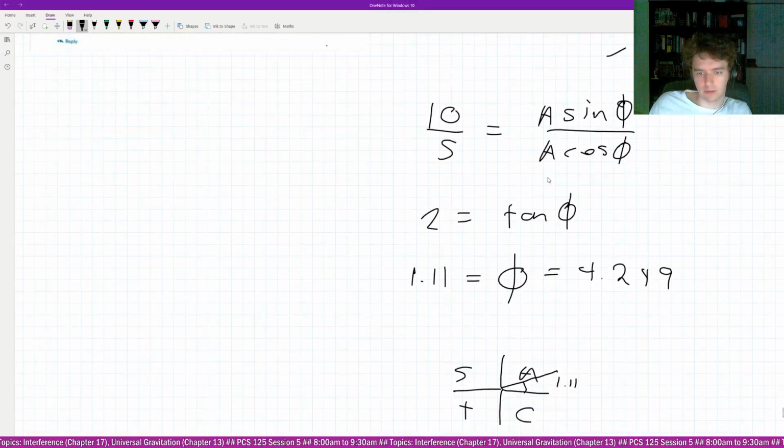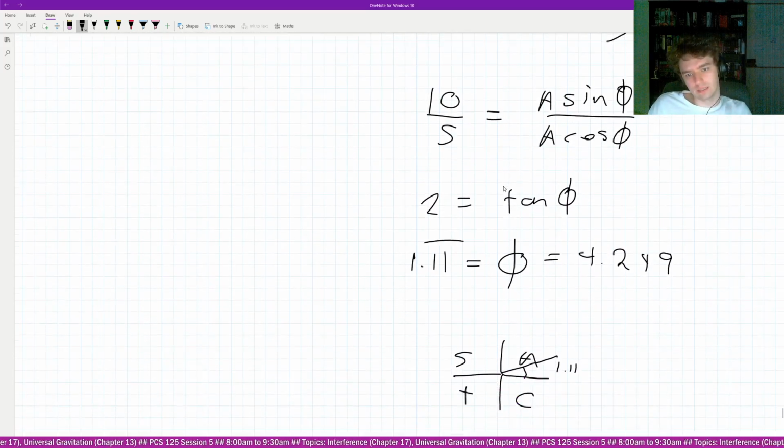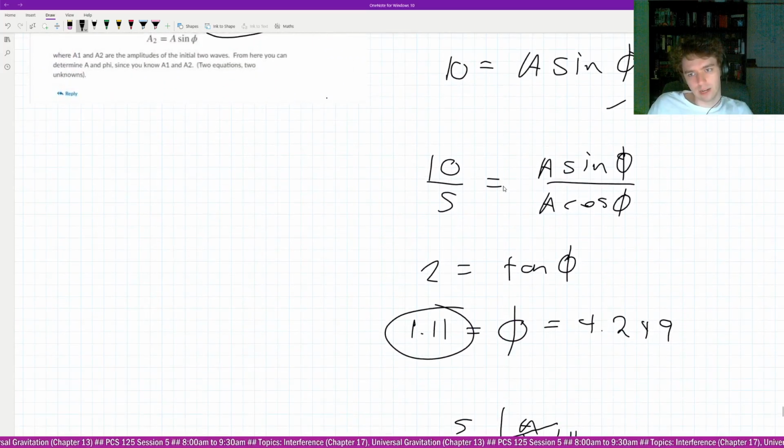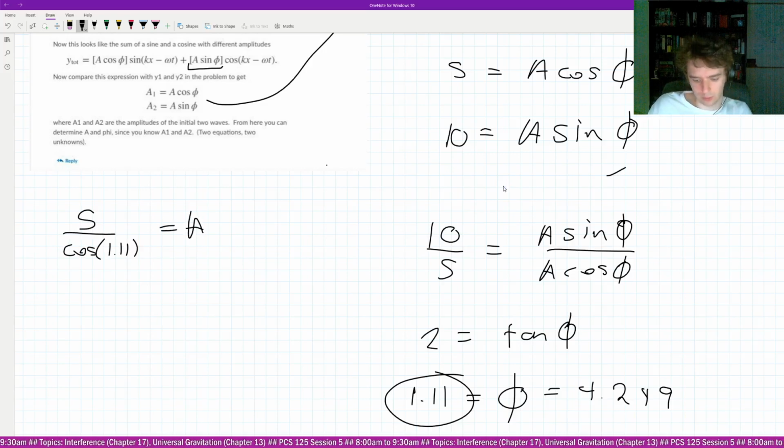Okay, anyways, we can solve for A now because we know that phi is that. So phi is this answer. So now we just solve for A by whatever method. I mean, we can just take the first one and I'll just say 5 over cosine 1.11 equals A. So 5 over cosine 1.11 is 11.24. And we have it there.